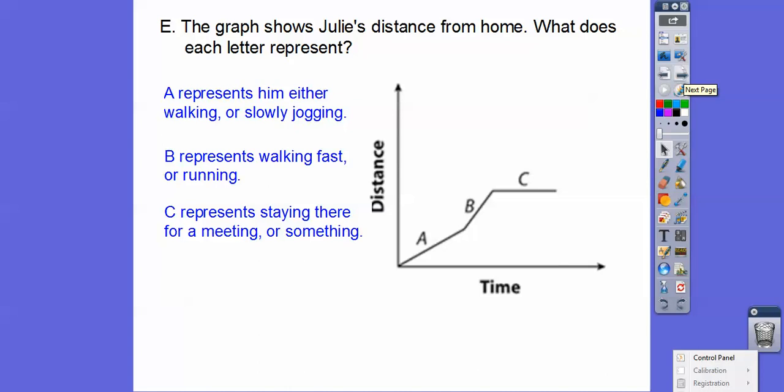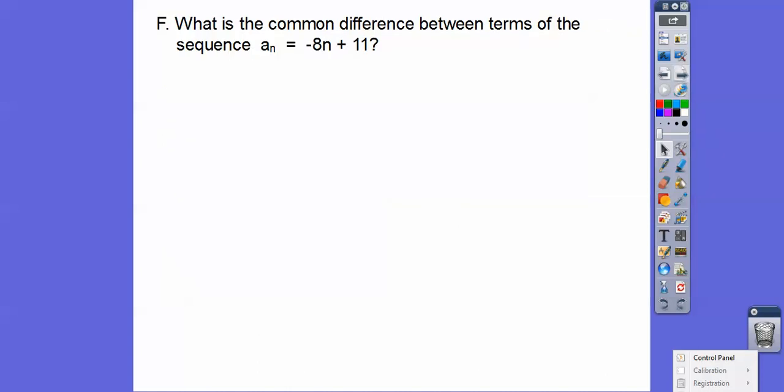All right, so these are questions you're going to see just like this on your test. So what is the common difference between the terms of this sequence? A sub n. Now, my students, we've been writing f of n with parentheses, but a sub n is the same thing, okay? So f of n equals negative 8n plus 11. Well, if you don't know, then just plug in the first term, the second term, the third term.